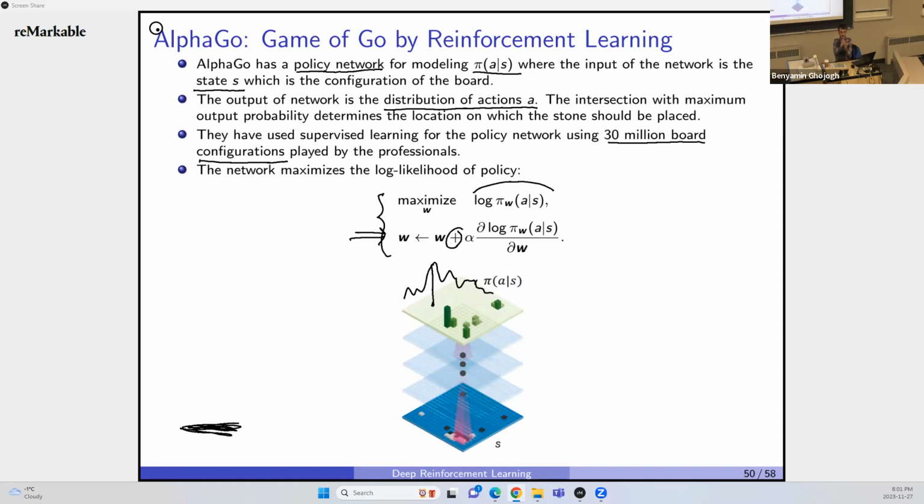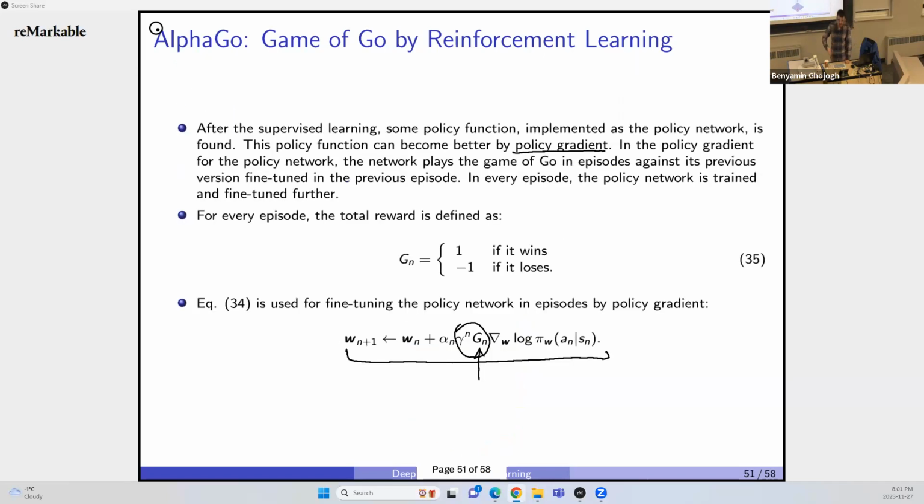Once you play against yourself in the previous iteration, so what do I mean? Once it plays against itself, then I update my policy network by this game, by this episode. Then I have two versions of my policy network: my current policy network and my previous policy network, right? So it always plays against its previous version. Hopefully, the next version is better than the previous version. And they play again and again, against its previous version, fine-tuned in the previous episode, right?